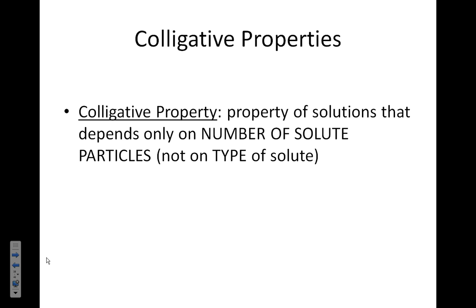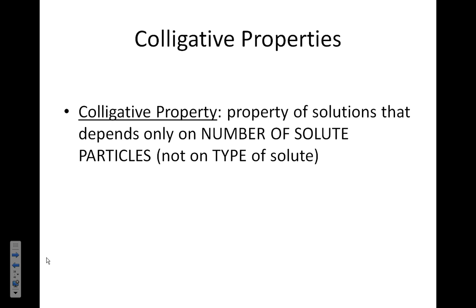It says a property of solutions that depends only on the number of solute particles, not on the type of solute particles. Now, this is basically saying that a colligative property is something about a solution that will change simply because it has something dissolved. And there are two specific colligative properties that we are going to examine. So colligative property is simply saying it's an aspect of the solution that alters because it has a solute particle.